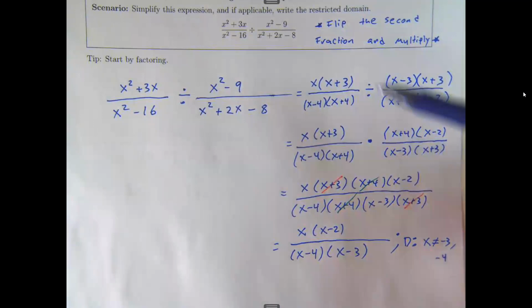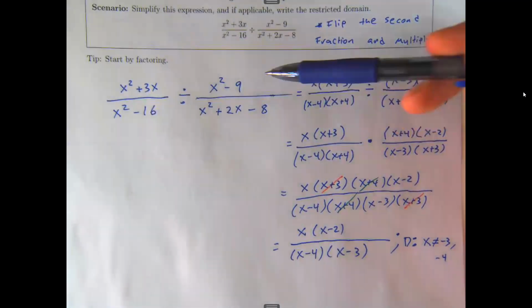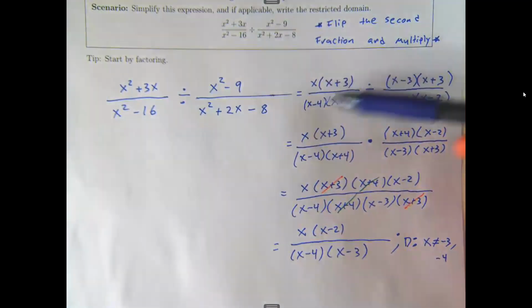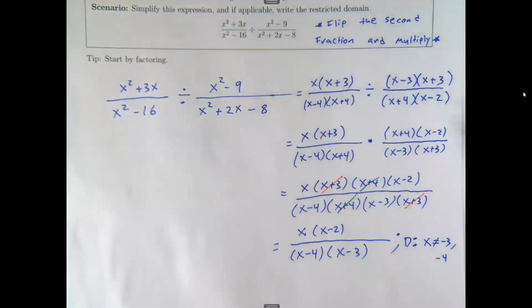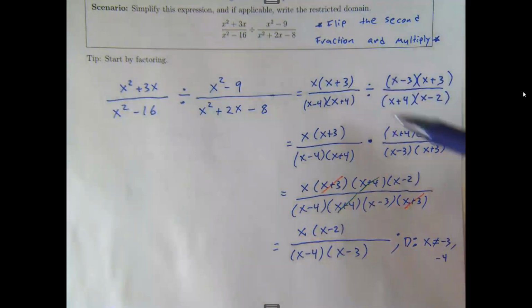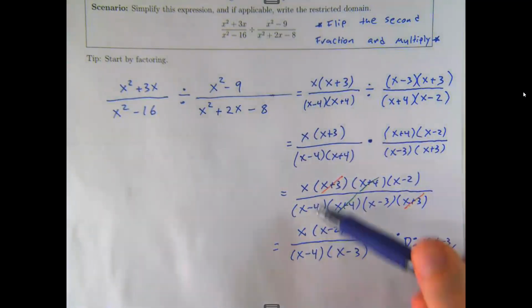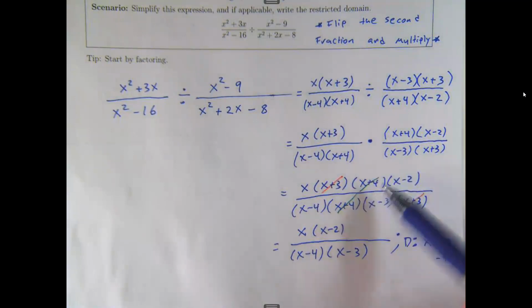So when I'm dividing these rational expressions, I'm doing the same strategy that I do for multiplying. I'm going to factor everything out as much as possible. To divide a fraction, you're going to flip it. This is called finding the reciprocal, flipping it. I multiply straight across after I do that. I cancel any like terms. And then I state the restricted domain.